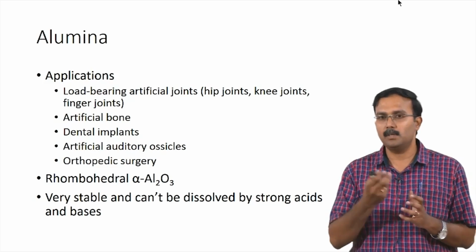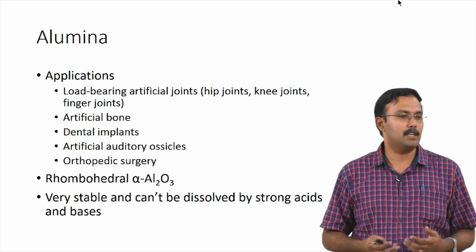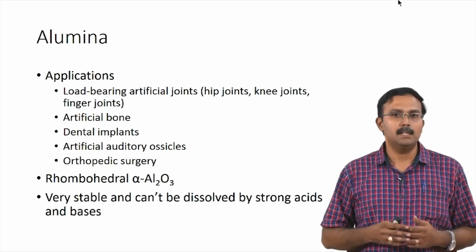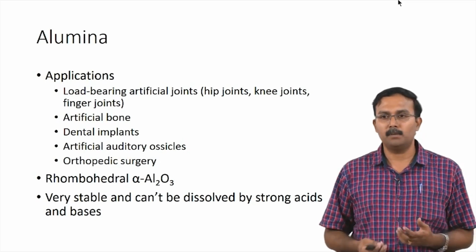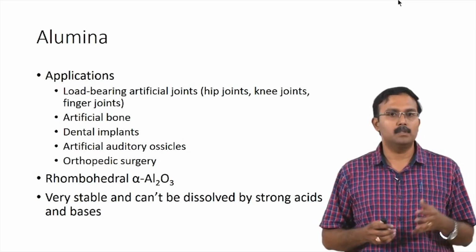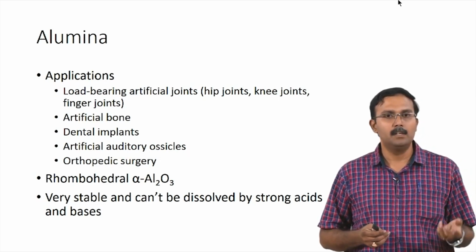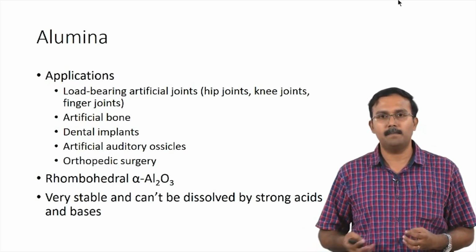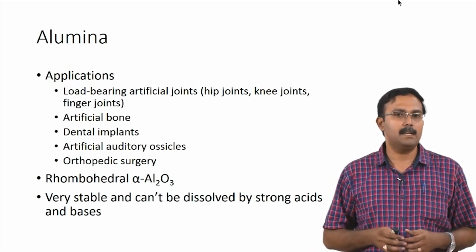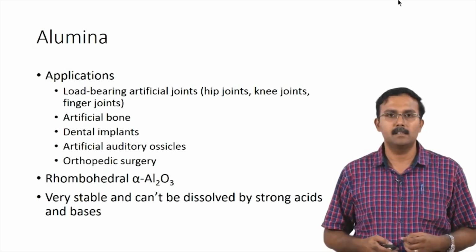So, these are usually alumina, and these have also been studied for artificial bones and dental implants, and for artificial auditory ossicles, and for orthopedic surgeries. So, there are different forms, different structures of alumina. The rhombohedral alpha alumina is the one which has been used for biomedical applications. These are very stable and cannot be dissolved easily even in strong acids and bases.